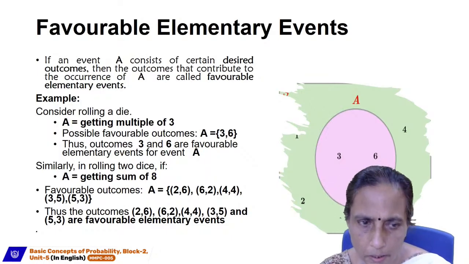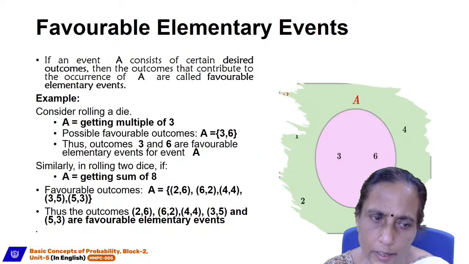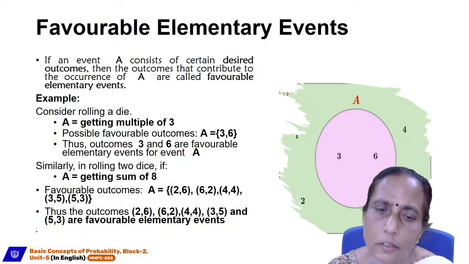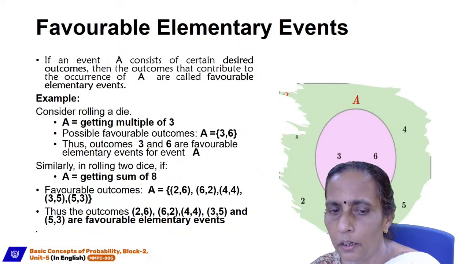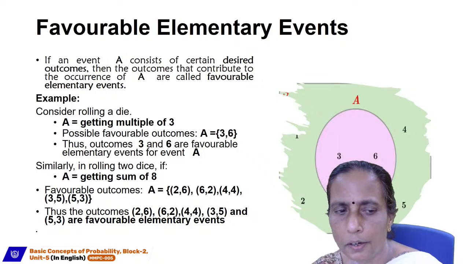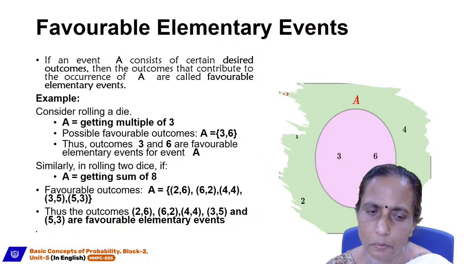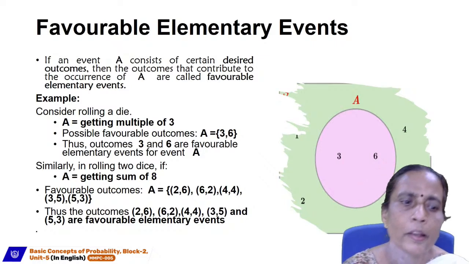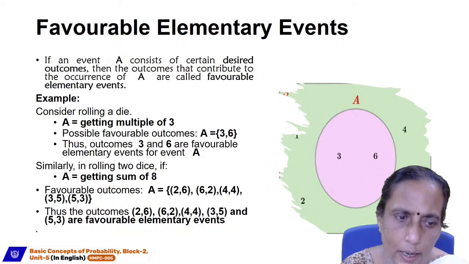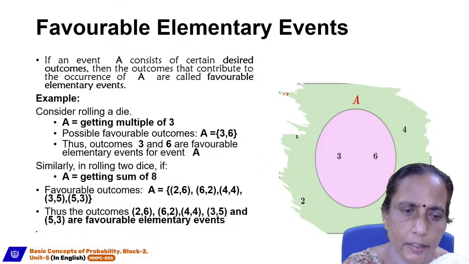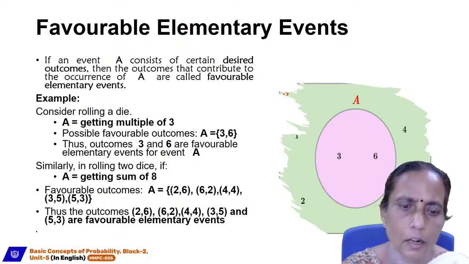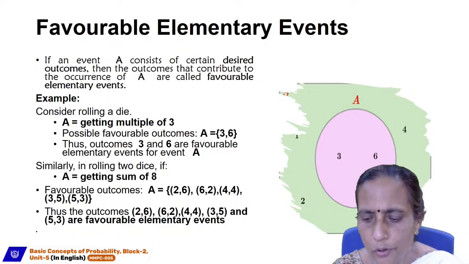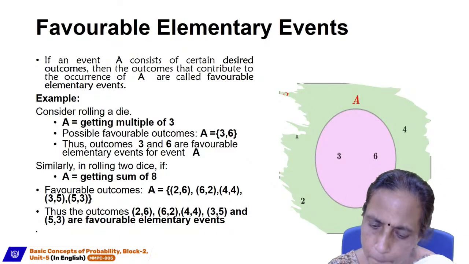Similarly, in rolling two dice, if A is getting a sum of 8, then my favorable outcomes will be 2 and 6, 6 and 2, 4 and 4, 3 and 5, and 5 and 3. Thus, when I throw two dice simultaneously, the favorable elementary events for getting a sum of 8 are (2,6), (6,2), (4,4), (3,5) and (5,3).